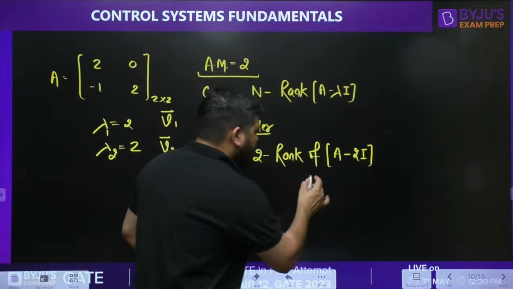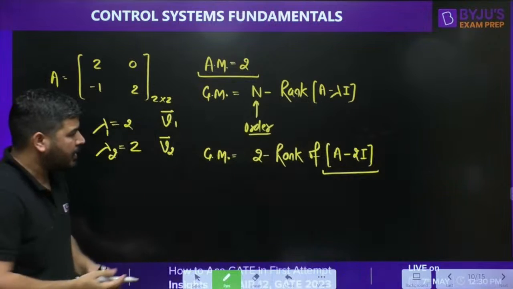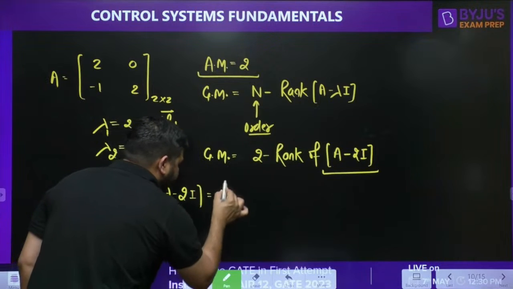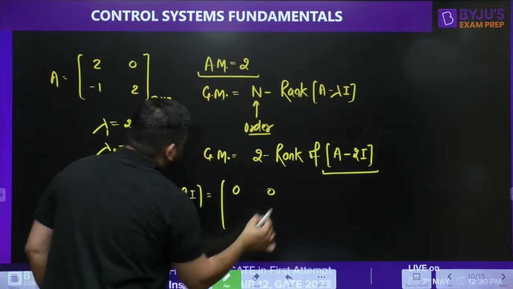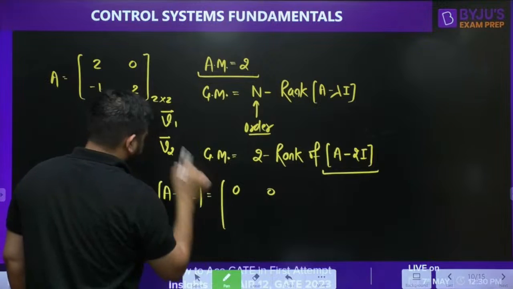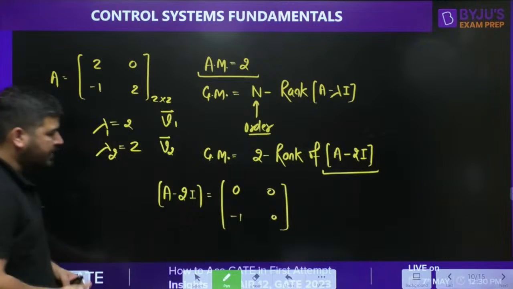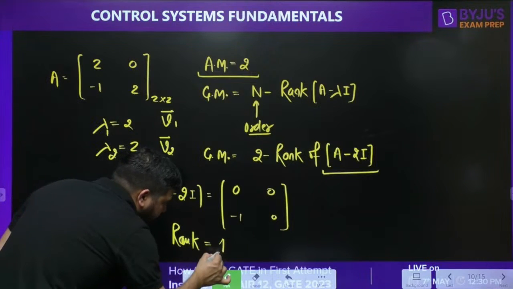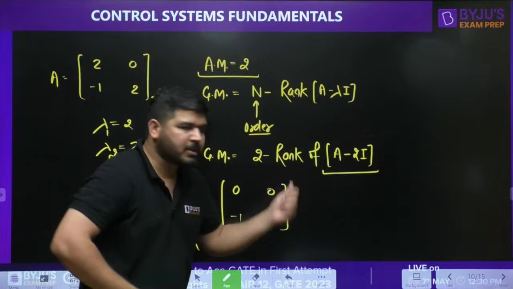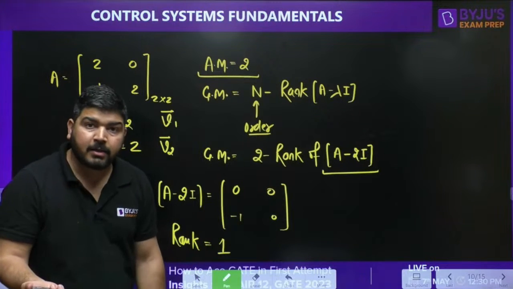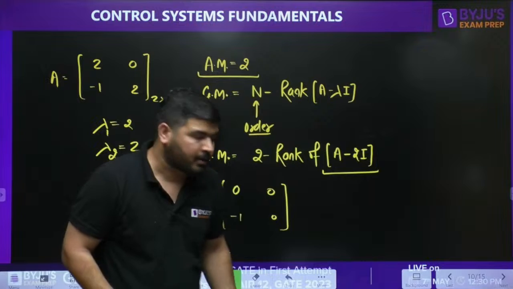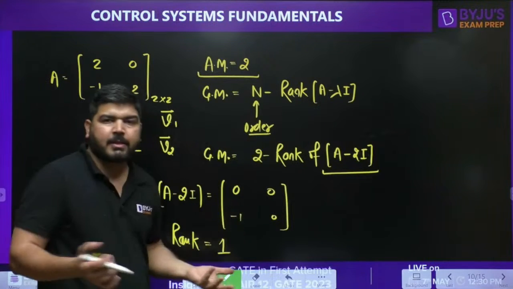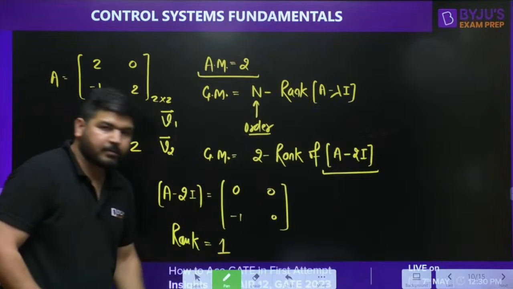Now how to calculate the rank of this? You know how to calculate rank. First let's calculate A minus 2I. I can write it directly: A minus 2I is equal to [0, 0; -1, 0]. Now what is the rank of this matrix? Rank is 1. It cannot be 2 because the determinant of this matrix is 0. If the determinant is 0, the rank cannot be 2, so you go to rank 1. One element is non-zero, so the rank has to be 1.